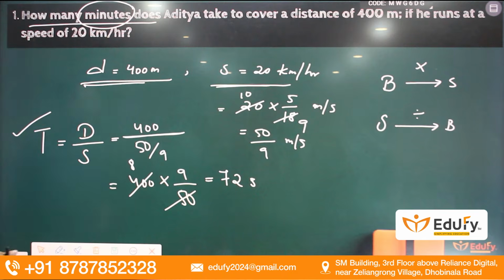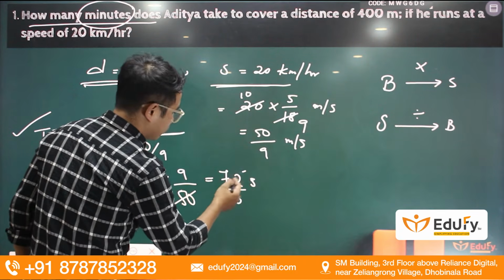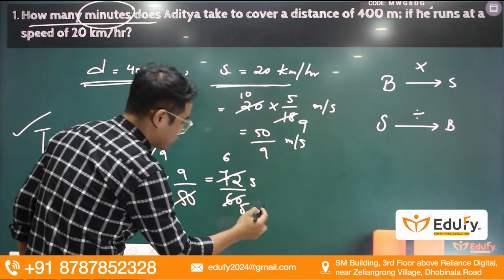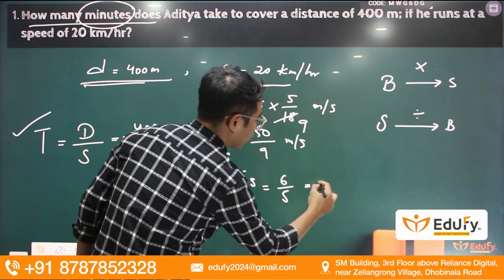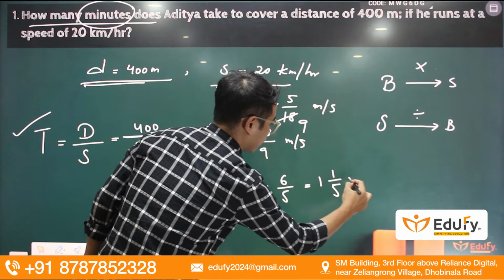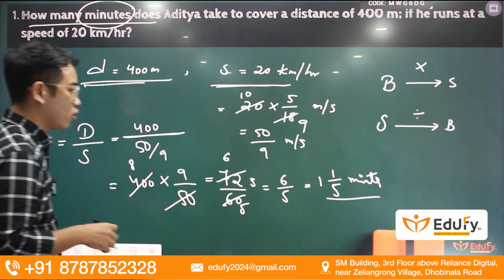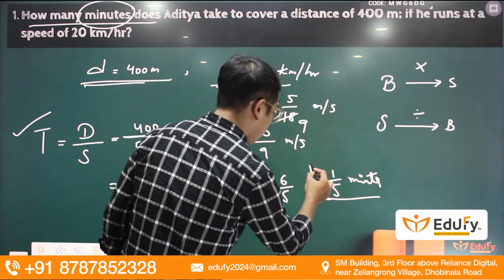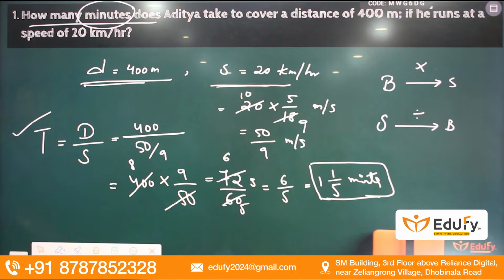Now I want this answer in minutes because the question said my answer should be in minutes. That means I need to divide this by 60. We all know 12 6s and 12 5s is this. So that is 6 by 5, which means it is 1 and 1 by 5. This is my answer. If the answer is needed in decimals, then we will have to convert it accordingly, whichever they ask. Usually when we have word problems with improper fractions, we always convert them into mixed fractions, and this is how we solve the first question. Let us try another question.